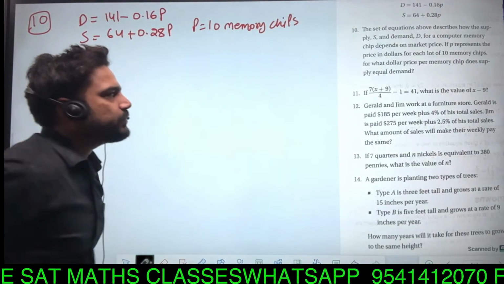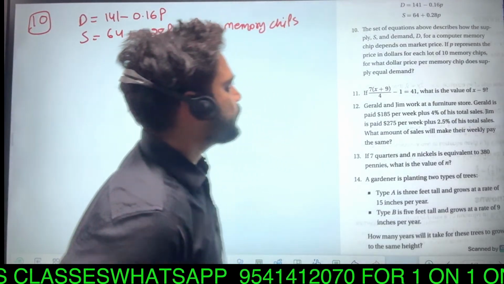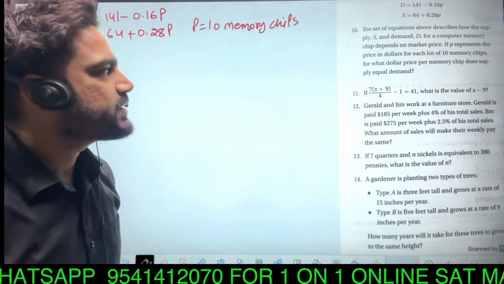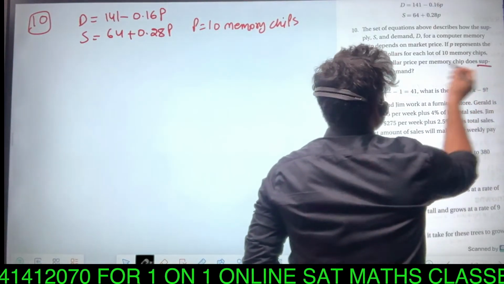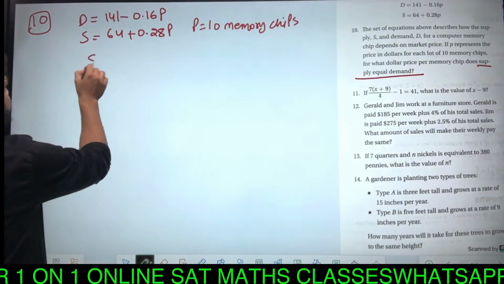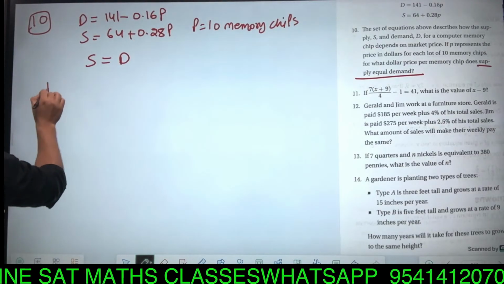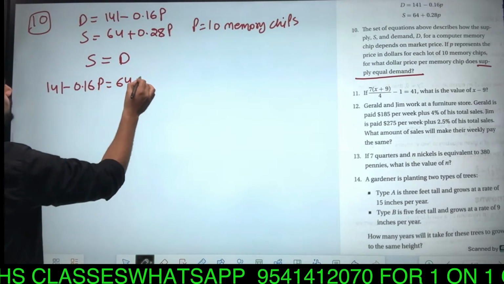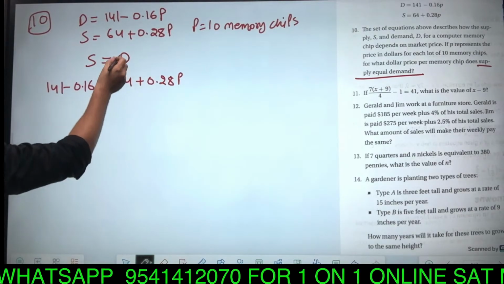Now it is asking, for what dollar price per memory chip does supply equal demand? This is the critical point here. Supply and demand should be equal. So first of all we will make them equal. Supply is 141 minus 0.16p, and demand is 64 plus 0.28p.